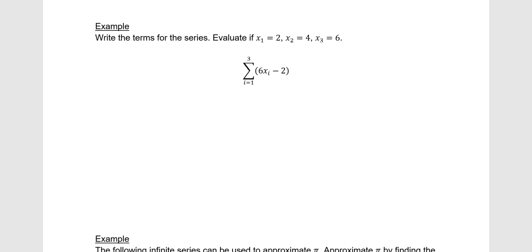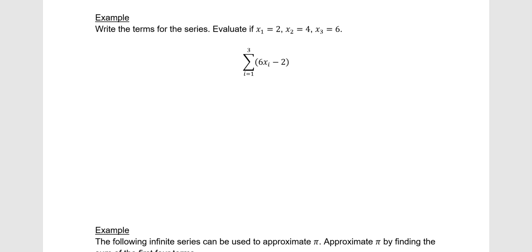Okay, and let's go to the next one here. So it's going to look a little bit different, but it's going to be the same concept. Let's write the terms for the series, and we're going to evaluate when x1 equals 2, x2 equals 4, and x3 equals 6. So we have this expression, 6 times x sub i minus 2, and the i is starting at 1 and going to 3. So we're going to be evaluating it for 1, 2, and 3. So let's go ahead and do that. Let's plug in a 1. That's going to be 6x sub 1 minus 2 plus summation, so plus once again, 6x sub 2 minus 2.